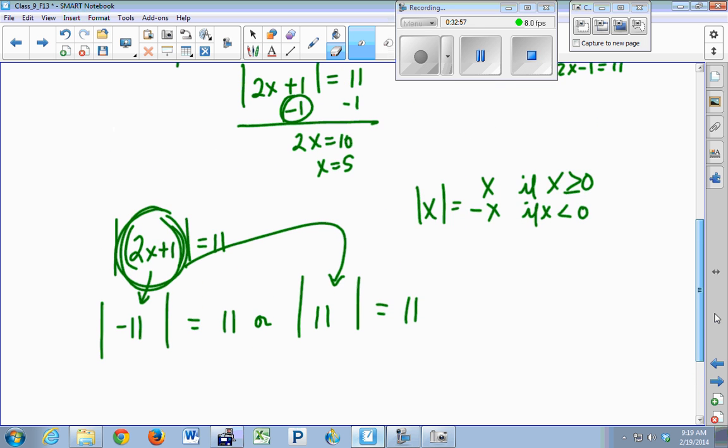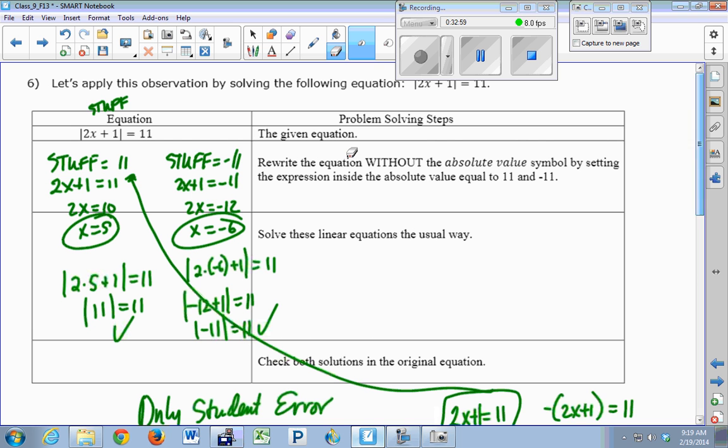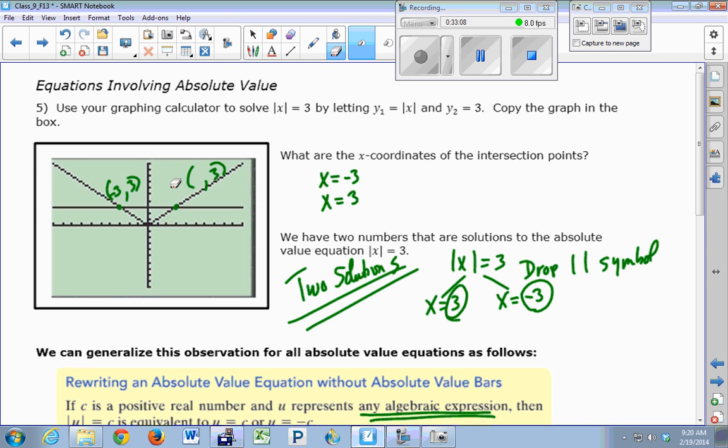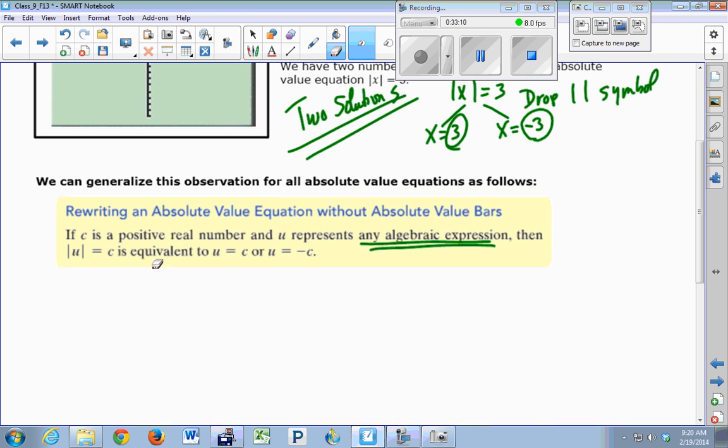No, C is the result here. This is C. What if it is? Because an absolute value could never be negative. So that's why this says C is positive, because when you start off with this equation written like this, C must be positive if you're going to write U equals C and U equals negative C. Okay?